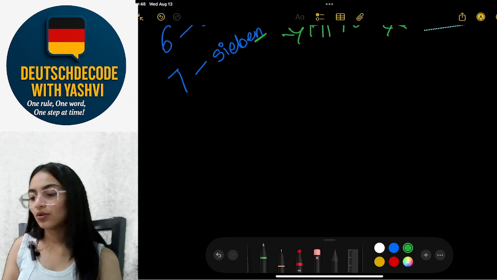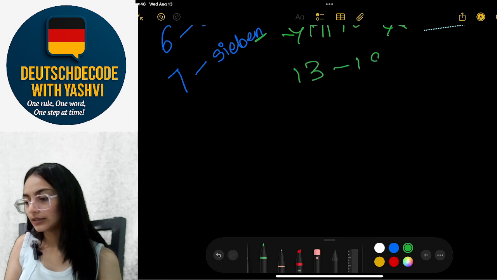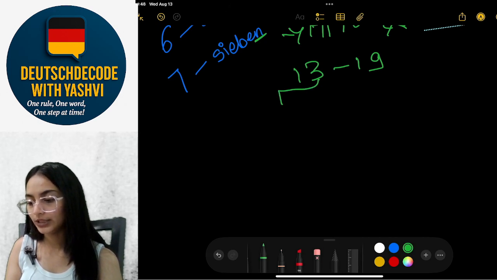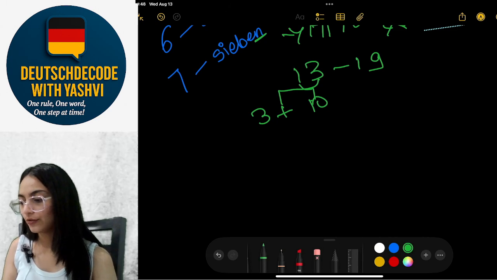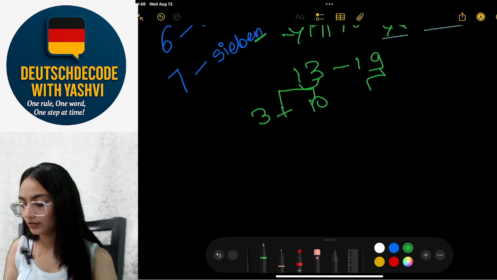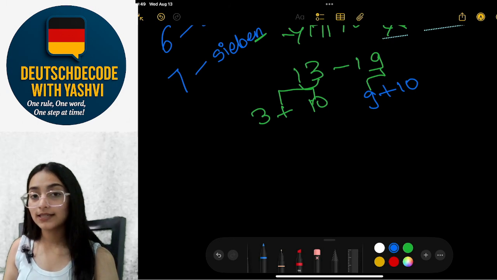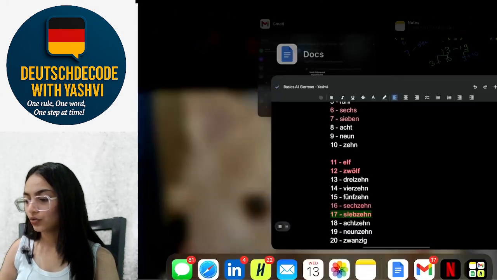and 12, so apart from that, from 13 till 19, what they usually say, for example 13, so they say 3, then it's 10, so they say 3 plus 10, 13. For 19, I'll just use a different color. For 19, they say 9 plus 10. So they say like that. So if I have to write 13, it would be dry zen.